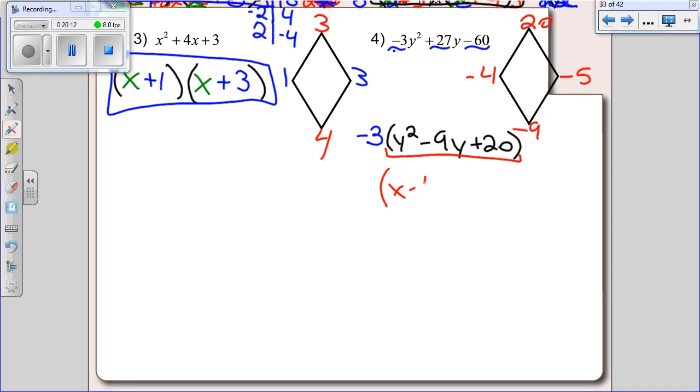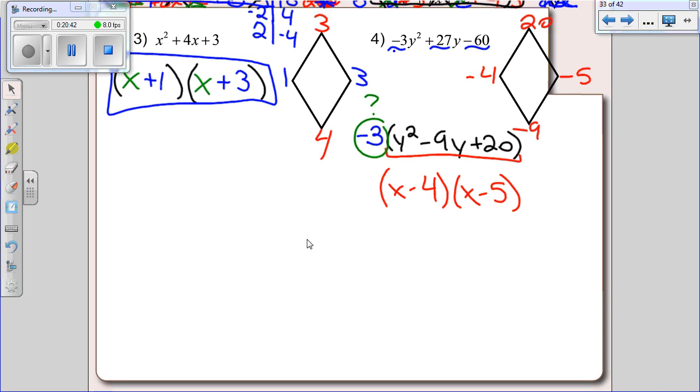What about the negative 3? What do you think I should do? Ali, you're right. It's just going to go in front of the brackets. Remember, this is multiplication, right? So I now have negative 3 times a trinomial, and I've now changed that trinomial to be 2 things multiplied. But it was still being multiplied by negative 3.